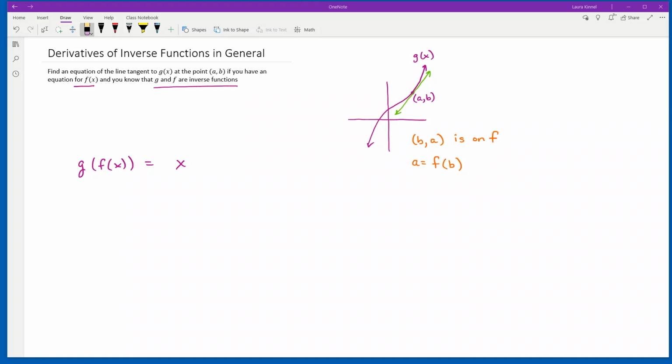So we want to find an equation of a tangent line, so we need a point, which we have. We need a slope, which we're going to need to find. We need G prime of a. It is going to be helpful to realize that a is F of b, as we just said. So another way to think of this would be G prime of F of b, which is not as pretty as G prime of a, but it's equivalent to it. So using this relationship between inverse functions, we're going to do implicit differentiation here to find G prime.